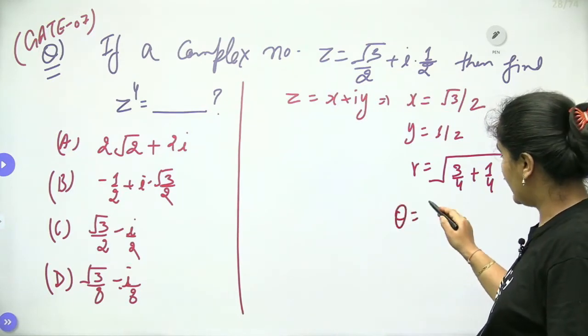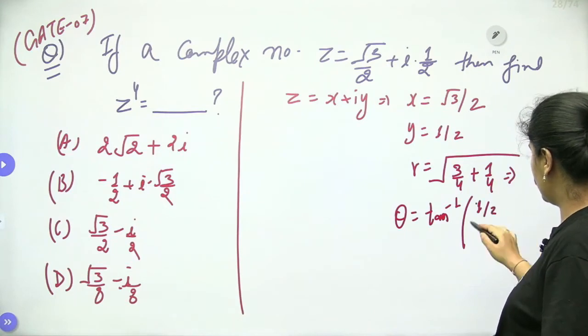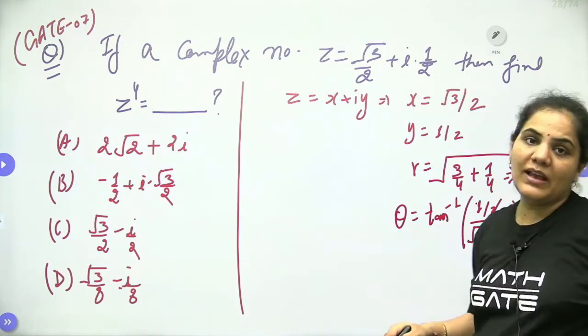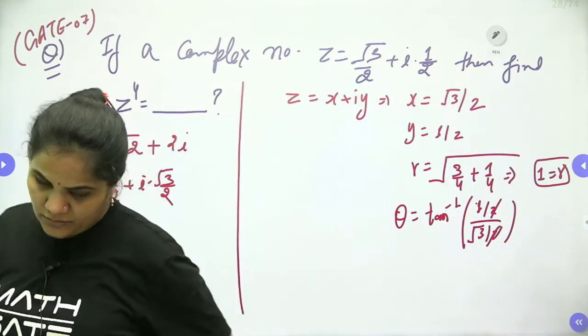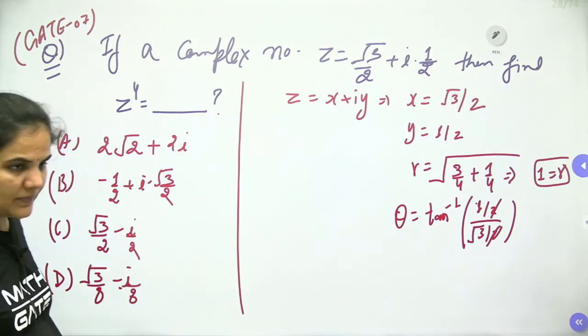Let's talk about theta. Theta is equal to tan inverse y by x. The value of y is 1 by 2 divided by root 3 by 2. 2 and 2 cancel out. We will have tan inverse 1 by root 3. So when we have tan inverse 1 by root 3, dear students, we know that the angle will be pi by 6 only, right?